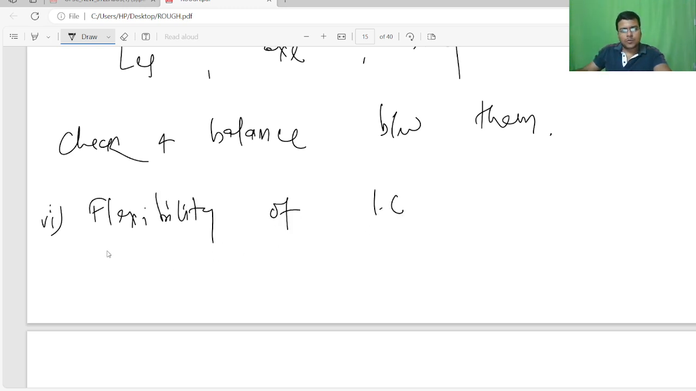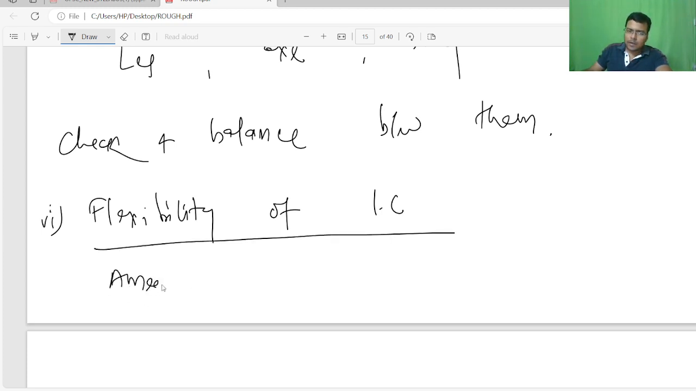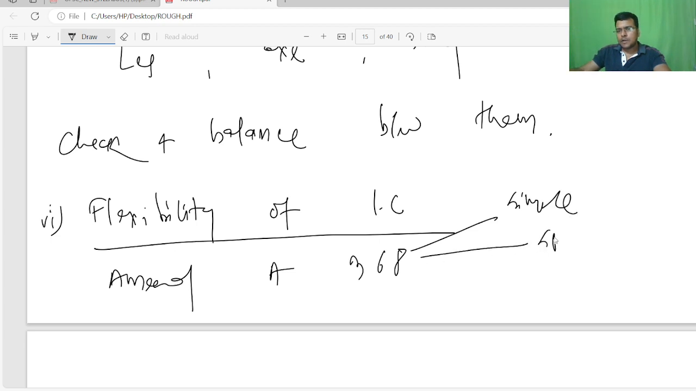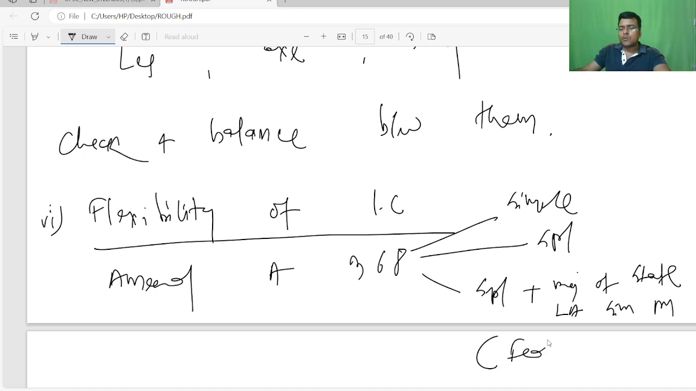Flexibility of the Indian Constitution. It is flexible, it can be amended under Article 368. Simple majority, special majority, and special majority plus majority of state legislative assemblies. Simple majority to amend federal features of the Constitution.